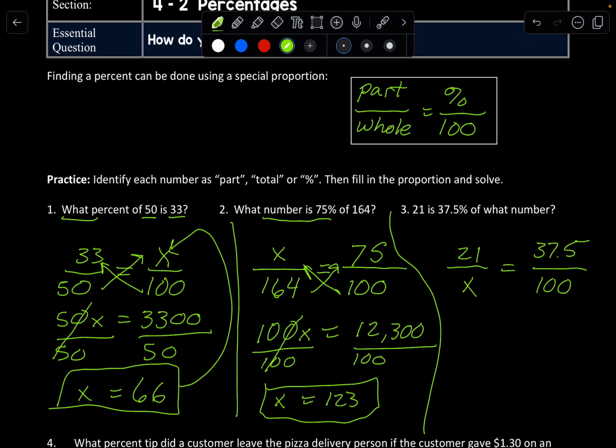So what we'll do is the same thing where we cross multiply here. 37.5 times x is going to be equal to 21 times 100, which will be 2,100. Nice little one-step equation. Get the x by itself by dividing both sides by 37.5. This side turns into a 1x, or just x. 2,100 divided by 37.5 will give you 56.